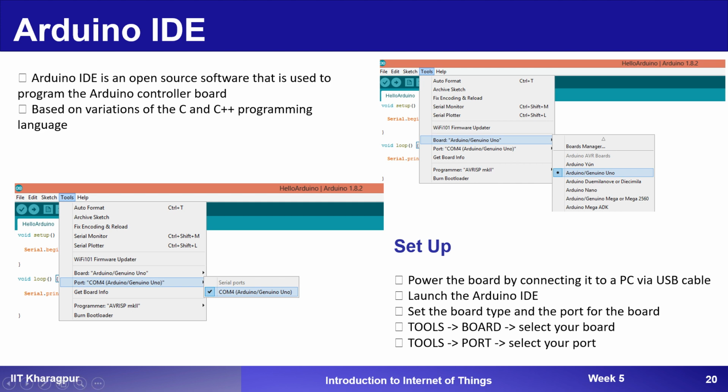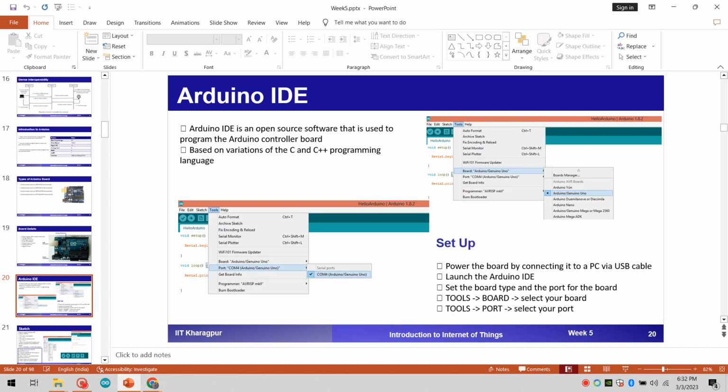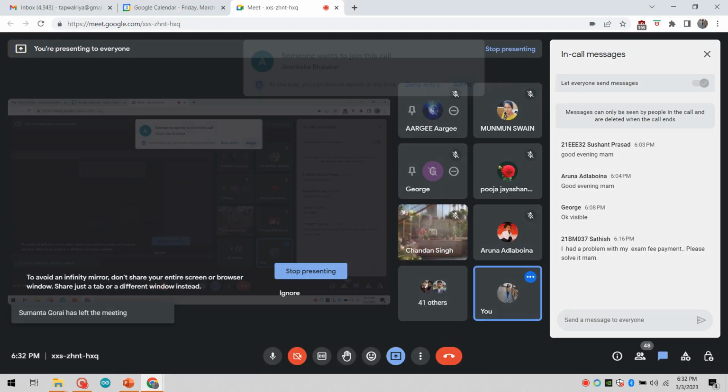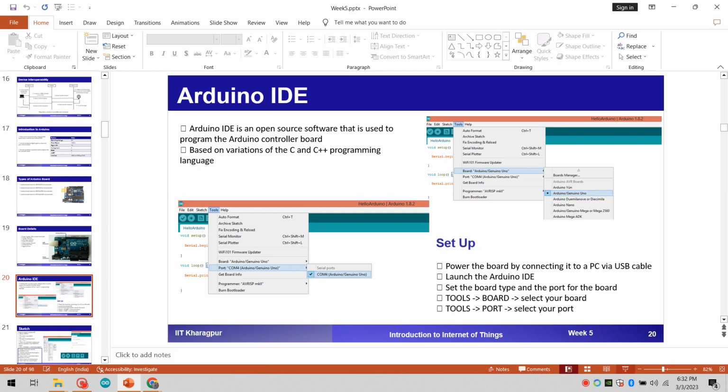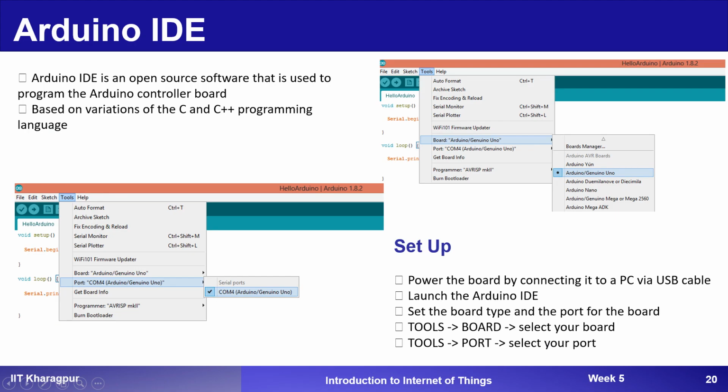For that you have to go to the Tools. This is the interface which you will get when you open the Arduino IDE. In order to select the particular type of board, you have to go to Tools, and after that select the particular Arduino which you want to use. Similarly, you have to select the port also. Go to Tools, then Port, and select the port with the help of which you want to make the communication.